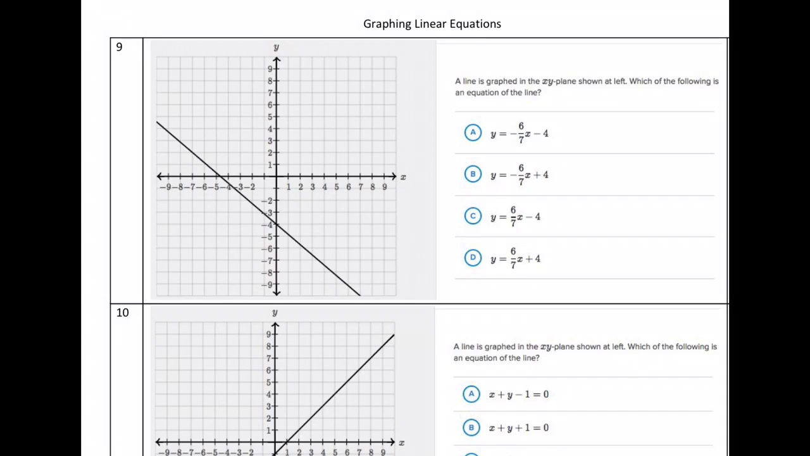Number 9. A line is graphed in the xy plane shown at left. Which of the following is an equation of the line? My intercept is here at -4. I can rule out B and D because they have the wrong sign. As I travel from left to right, I go downward, so my slope is negative. If I wanted to, I could count down 6/7, and I would identify -6/7 as the correct slope.